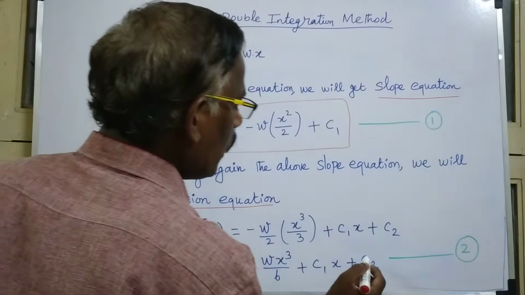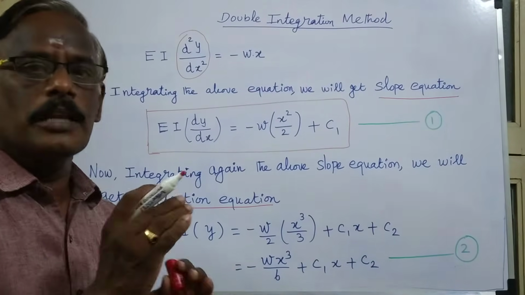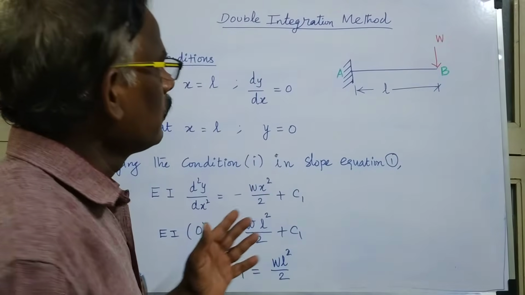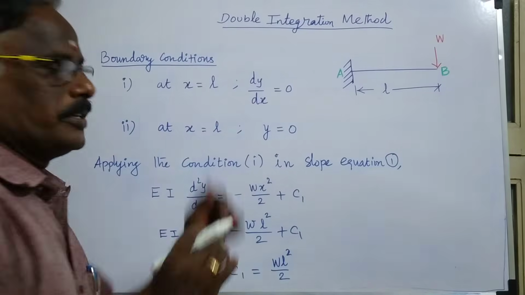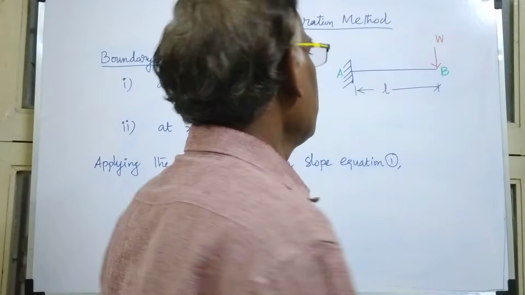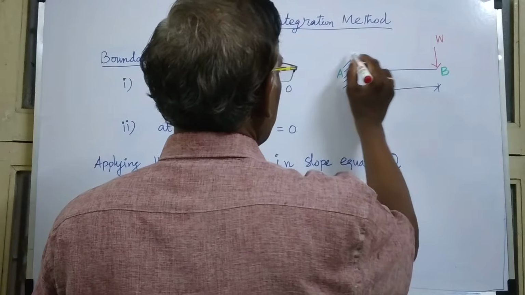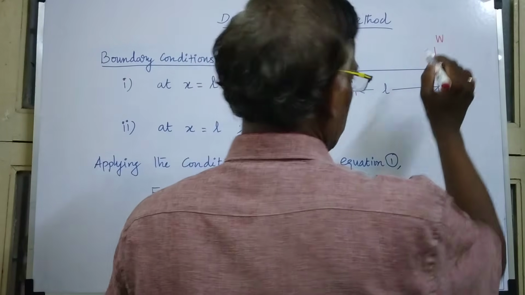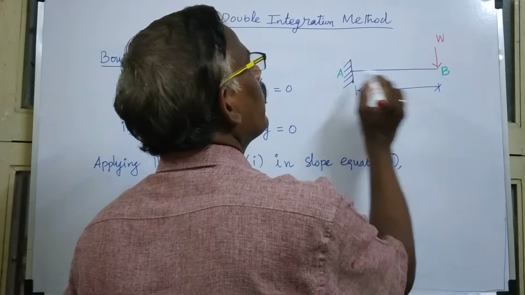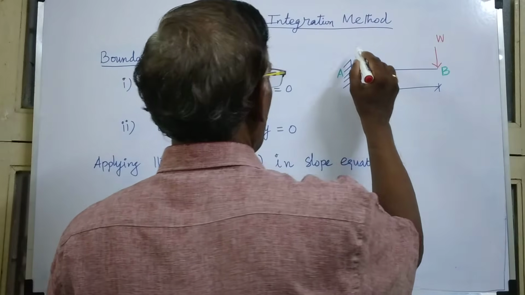Now, C1 and C2 are constants. These two constants can be determined using the boundary conditions. What are the boundary conditions for the cantilever beam? What is the condition at A and what is the condition at B? These are the two boundaries, one at A and the other at B.